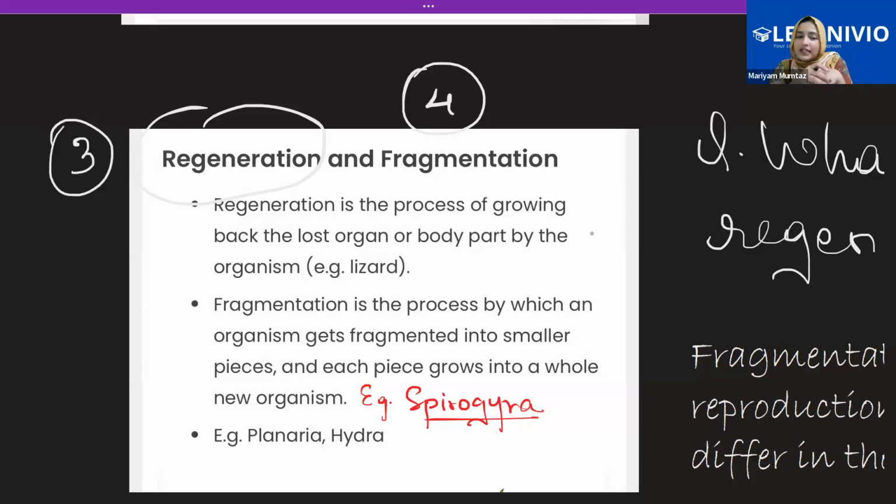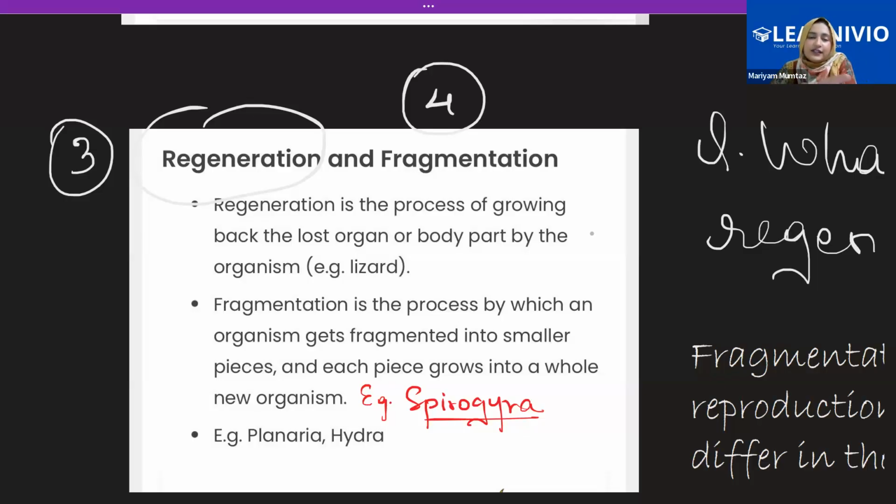Whereas fragmentation is a process wherein as soon as the organism matures, the body of that organism gets broken into several fragments and each of those fragments grows into a new individual. Regeneration mostly happens in the case of lizard and planaria, but fragmentation most importantly happens in the case of Spirogyra. Is it clear, students? Yes, ma'am.